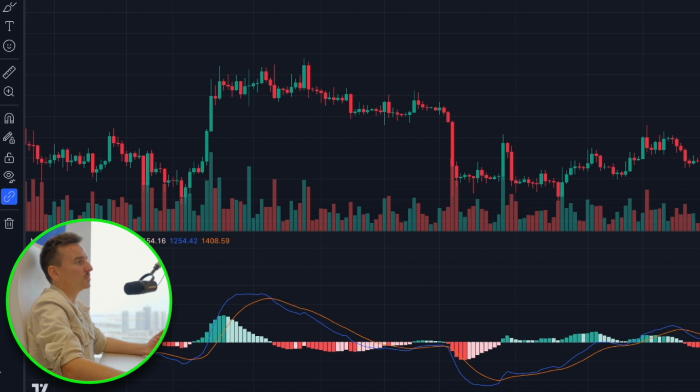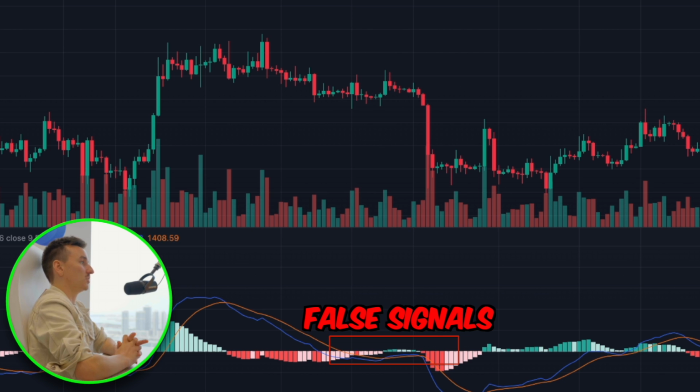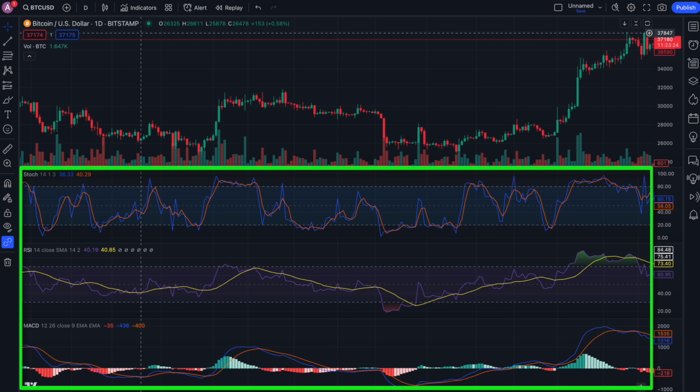But this strategy works best when the market is trending. On the other hand, when the market is moving sideways, the MACD often gives false signals. So for this combination strategy, you won't simply buy or sell because of the MACD crossover. Instead, you will use it to confirm and ensure that the momentum is in your favor. That's how the stochastic RSI and MACD strategy works.